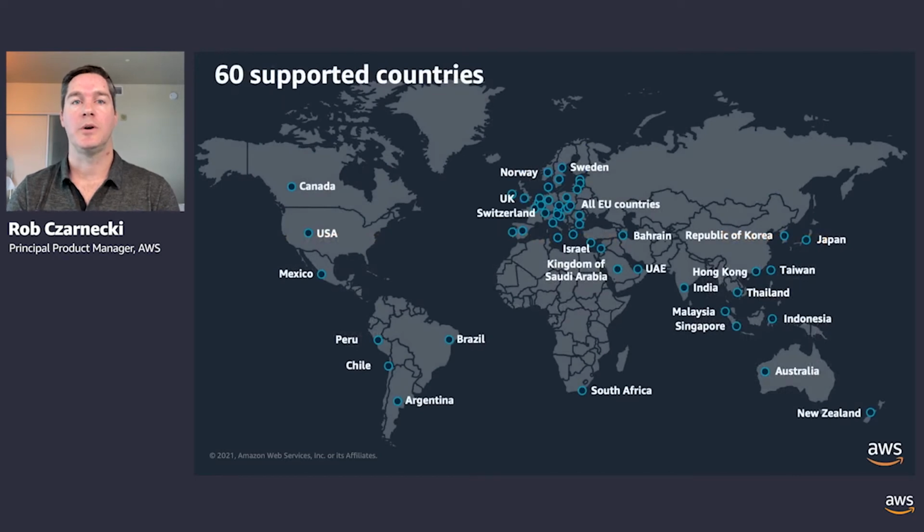So the nice thing about Outposts is they're supported in 60 countries today, and we continue to work to bring more and more countries online so that customers have the flexibility to put the Outpost exactly where they need their workloads to run.